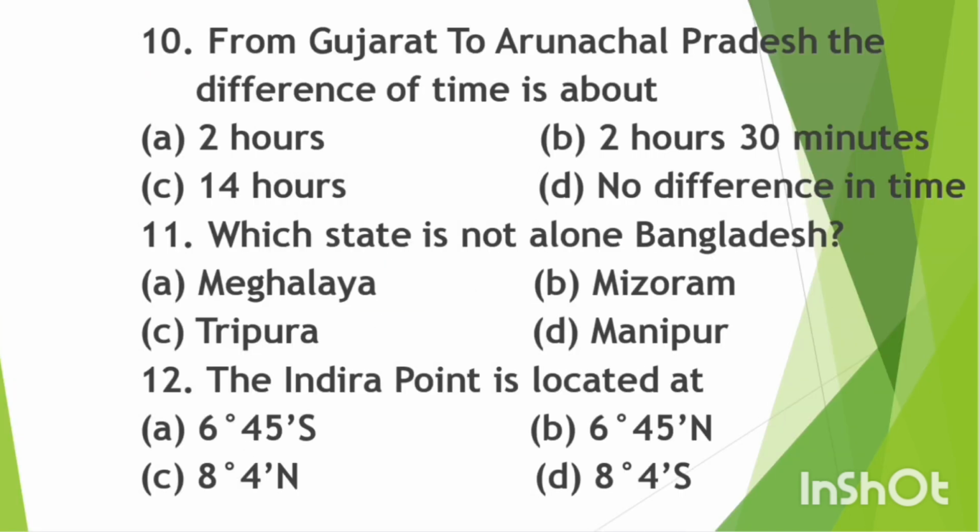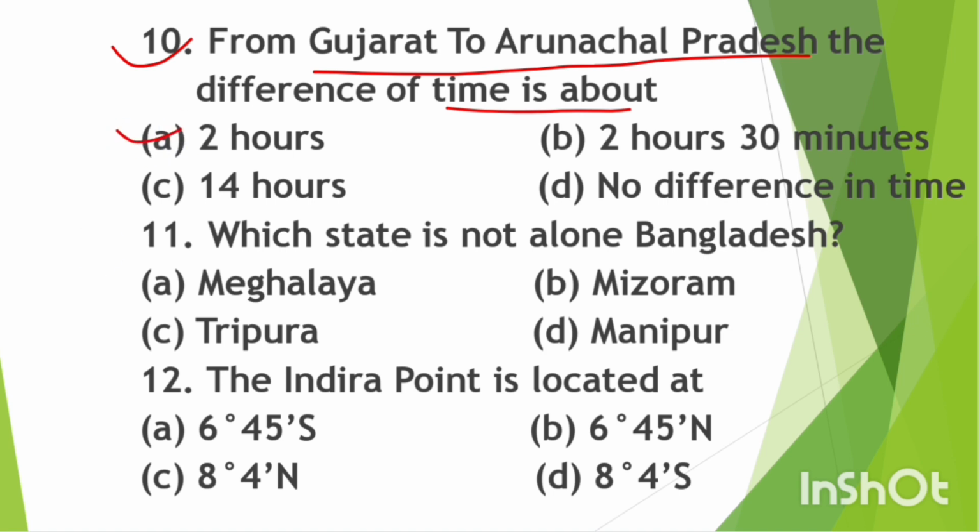Next question, question number 10. From Gujarat to Arunachal Pradesh, the difference of time is about. Option number A, 2 hours. Option number B, 2 hours 30 minutes. Option number C, 14 hours. And option number D, no difference in time. So answer for this question, option number A, 2 hours.